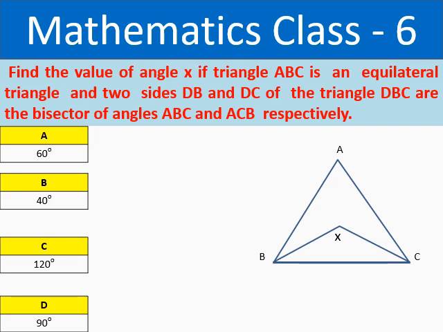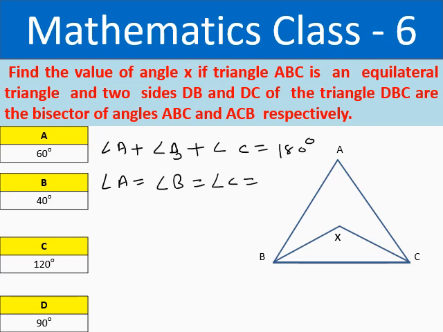Find the value of angle x if triangle ABC is an equilateral triangle. So now it is an equilateral triangle. So if we consider the sum of all the three angles in a triangle, it is always 180 degree, and because it is equilateral, all three angles are equal, so it will be 60 degree. Now sides DB and DC of the triangle DBC are the bisector of angles ABC and ACB. So we can say this angle will be 30, this will be also 30. Similarly over here, this will be also 30, this will be also 30.